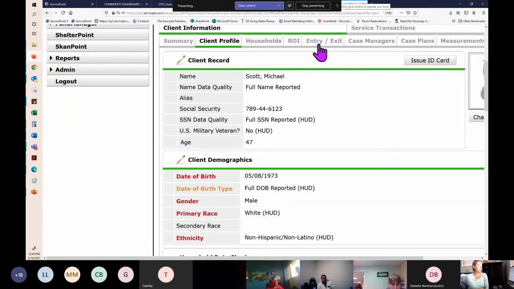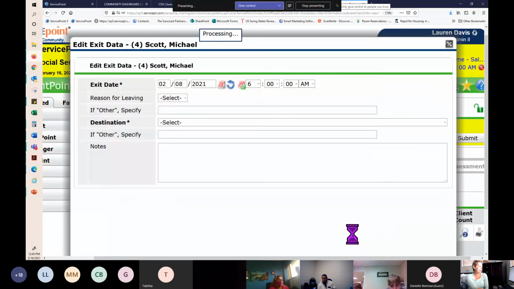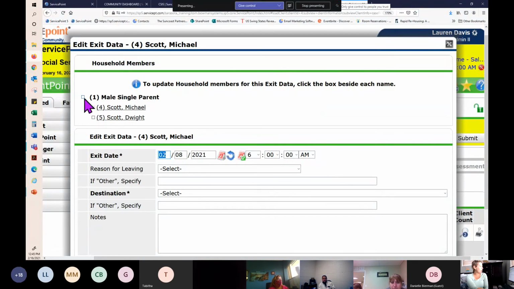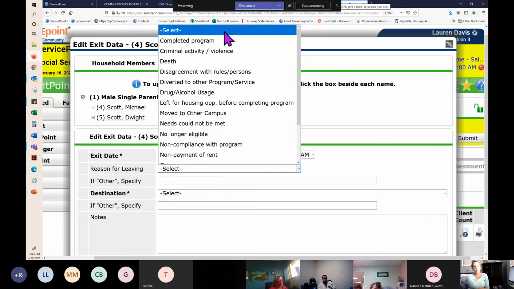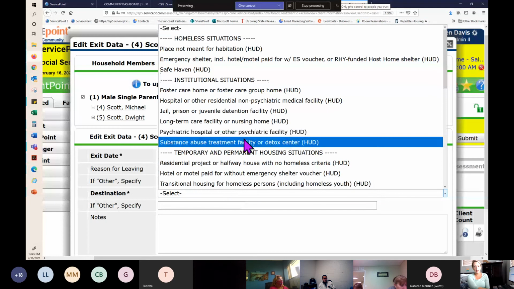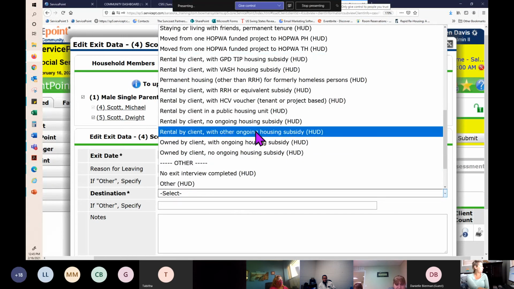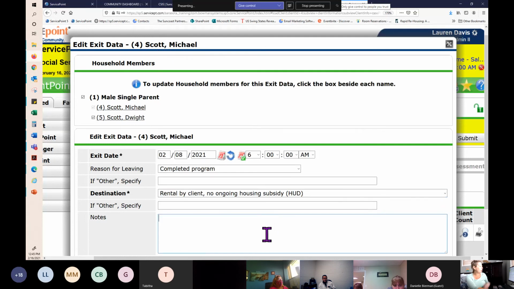So if we wanted to exit the client, let's exit the client. We're going to exit the entire household. Always be very mindful of exiting the entire household. A lot of times people go through the motions and do not select the household. We're going to say reason for leaving is completed program. The destination: we got the client housed. So this is their rental by client, client housed.